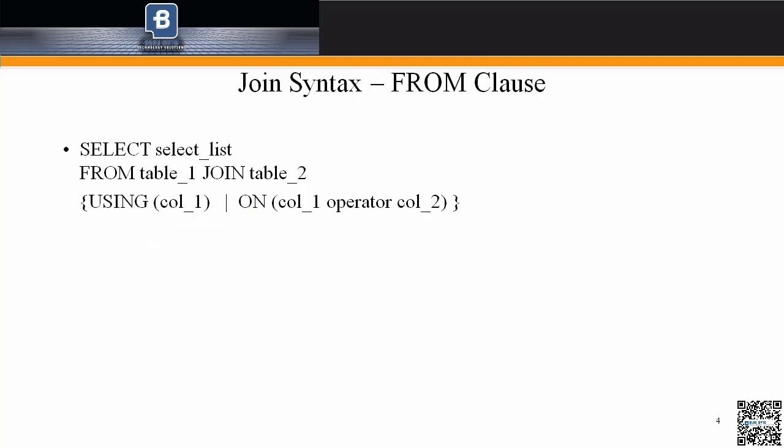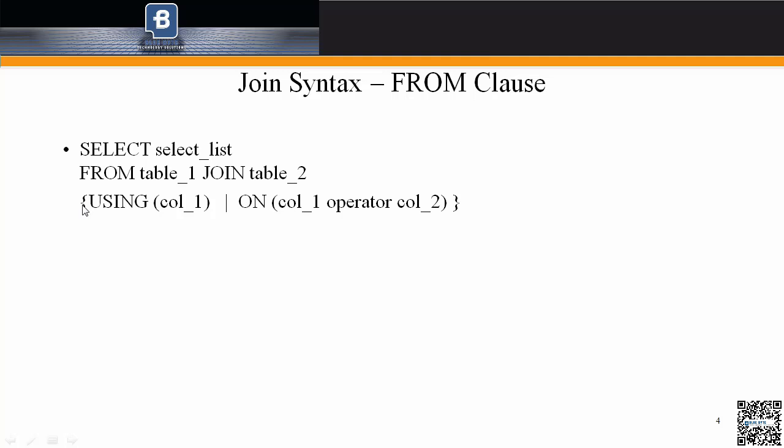This is the very basic join syntax in the from clause. We have our standard thing. We have the select and the select list, the columns we want to see, and now we're starting to use more than one table. We have table 1, the keyword join, and then the second table. This is a simple case where we're just joining 2 tables together.